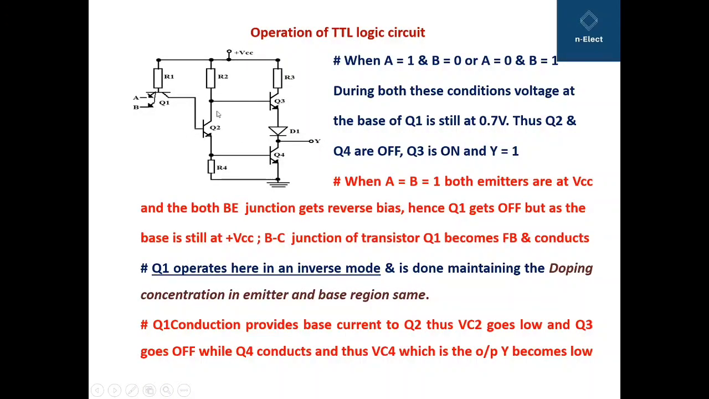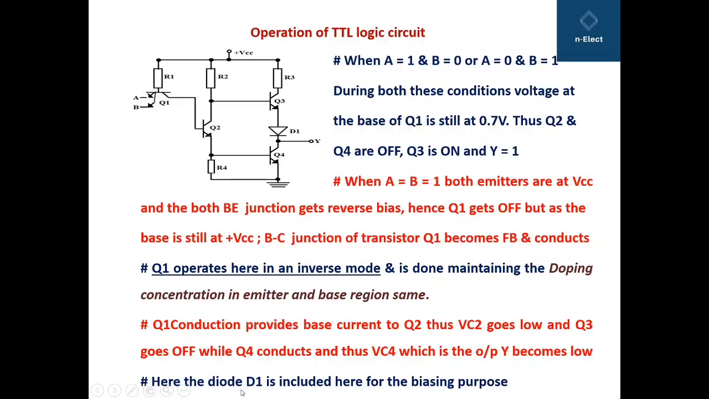Q1 conduction provides base current to Q2. Thus VC2 goes low, meaning at this point at the collector of Q2 the voltage will be low, and Q3 goes off because this is connected to the base of Q3, so Q3 will be off, while Q4 will conduct. Why will it conduct? Because Q2 is conducting, the current is flowing through Q2 like this and like this also, and due to this current the voltage will drop across R4. This voltage will be responsible for making this transistor Q4 on, and thus VC4, which is the output Y, becomes low because this Q3 is off.